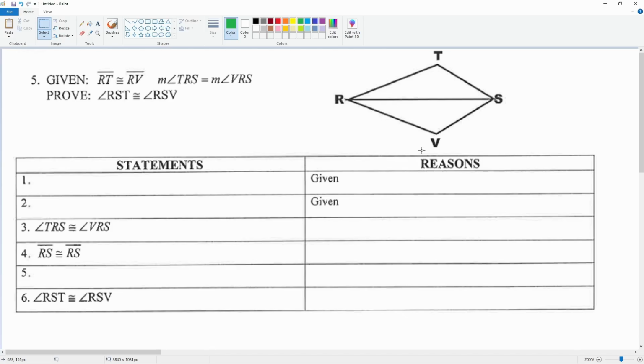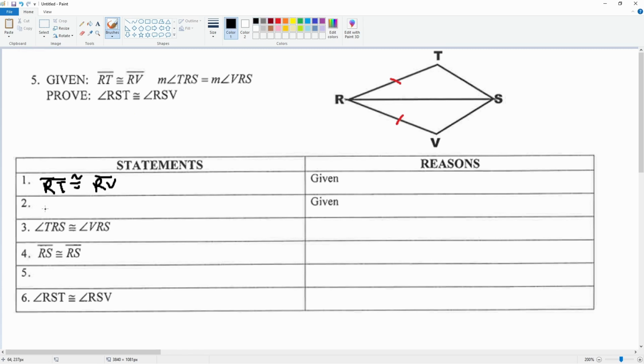Let's go to number 5. There are two givens here. Let's write those. This is line 7. RT is congruent to RV. Let's mark the image. RT is congruent to RV. That's given.